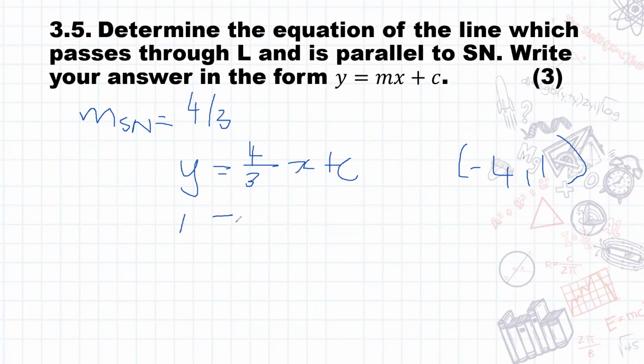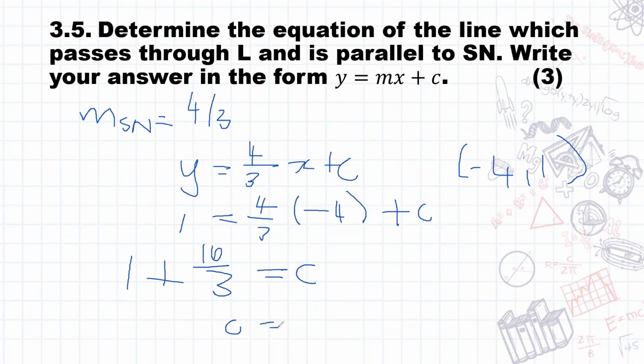So we've got 1 is equal to 4 over 3 times negative 4 plus c, and we're looking for c. So it becomes 1 plus 4 times negative 4 is negative 16 over 3, and then we bring it to the other side, it becomes plus 16 over 3 is equal to c. So our c value is 19 over 3. Now, have we answered the question? No, because they've asked for it in the form y is equal to mx plus c. So we write, therefore, y is equal to 4 over 3 x plus 19 over 3.